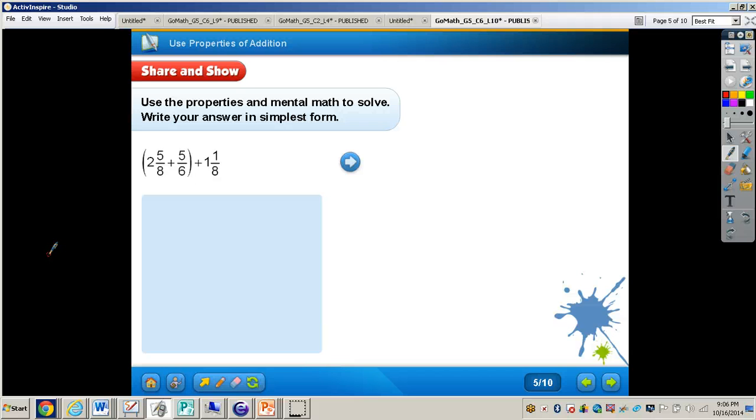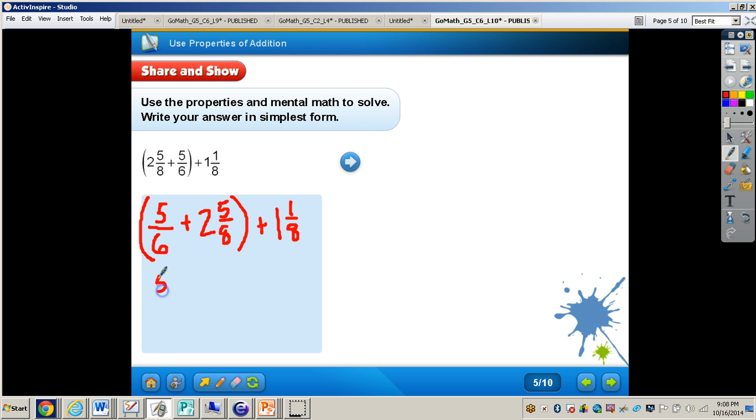Okay, for this next problem we have 2 5/8 plus 5/6 plus 1 1/8. So now the first thing I'm going to do is use the commutative property. I'm going to take 5/6 plus 2 5/8 plus 1 1/8. Okay, so that's the first thing I'm going to do. I'm using the commutative property in that I can order these fractions in any order.